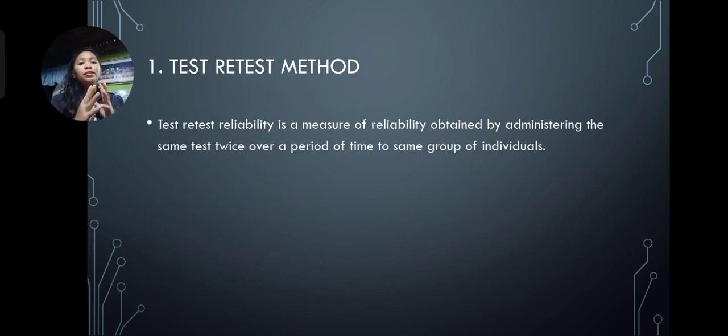So the first one is test-retest reliability. This is a measure of reliability obtained by administering the same test twice over a period of time to the same group of individuals. For example, a group of respondents is tested for IQ scores. Each respondent is tested twice. The two tests are, say, a month apart. Then the correlation coefficient between the two sets of IQ scores is a reasonable measure of the test-retest reliability of the test.